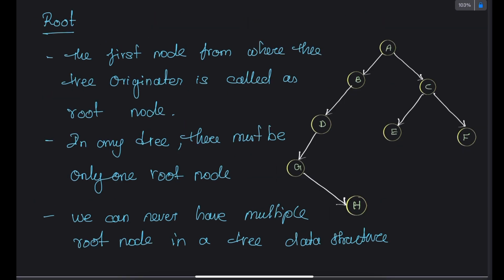Root node: the first node from where the tree originates is called the root node. According to this diagram, the root node is the first node. Whichever node comes first belongs to the root node. So in this diagram, A is the root node. In any tree, there must be only one root node. In this diagram, we can't say that other nodes are root nodes. The root node is the one and only node which comes first and originates the tree. We can never have multiple root nodes in the tree data structure.